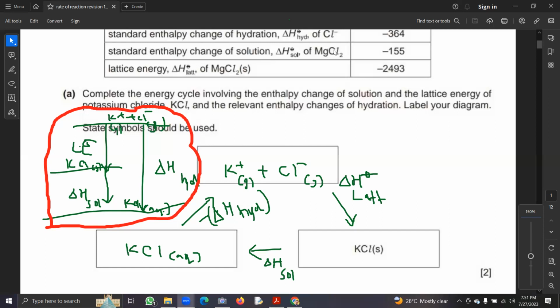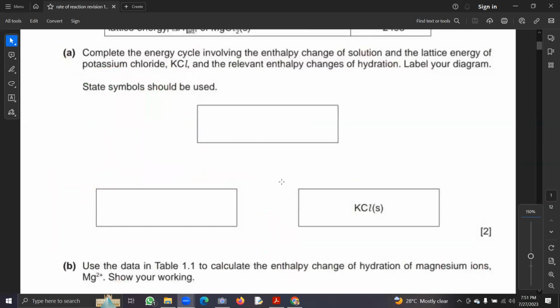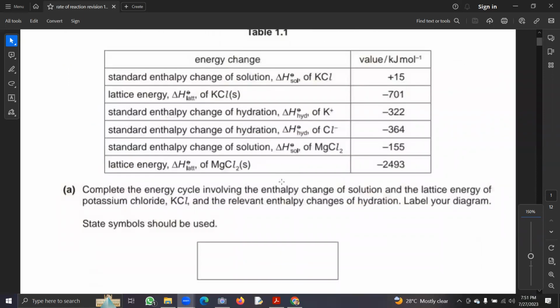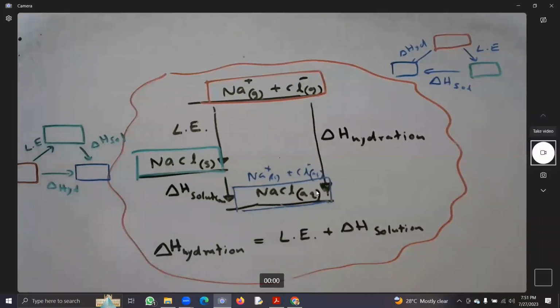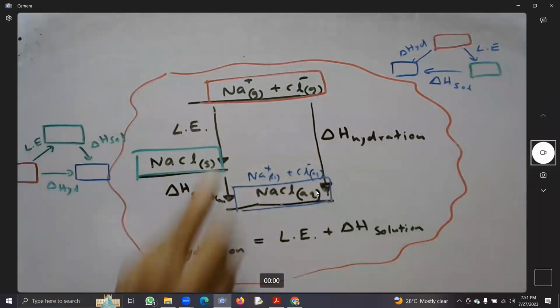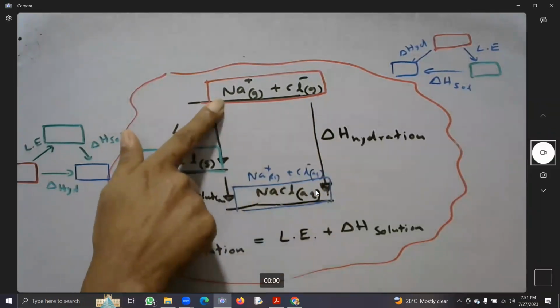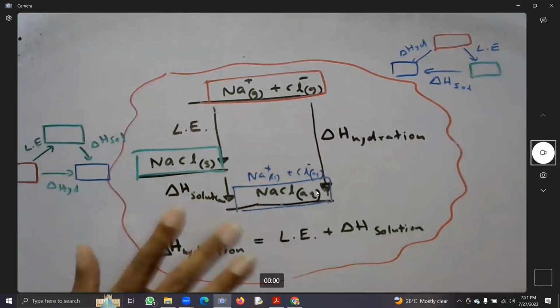Okay, then we'll go to the next one. What are they telling? Use the table to calculate the enthalpy change of hydration of magnesium ion. That means they gave the hydration of the chloride ion, not the magnesium ion. When we write this equation, we get this hydration, which is hydration of sodium plus hydration of chloride. Both should be hydration, the gaseous state, 1 mole, plus dissolved in the aqueous solution. So this hydration means both hydrations.